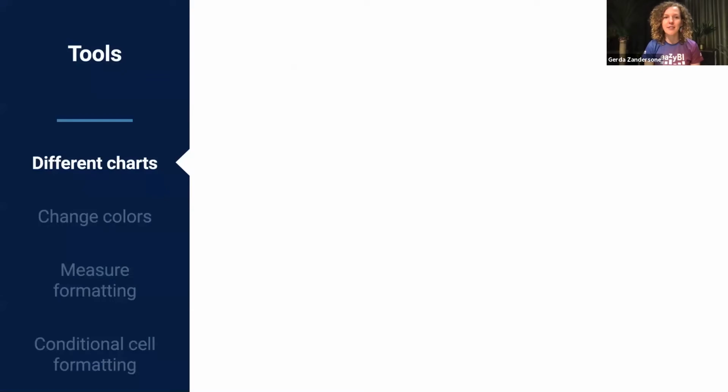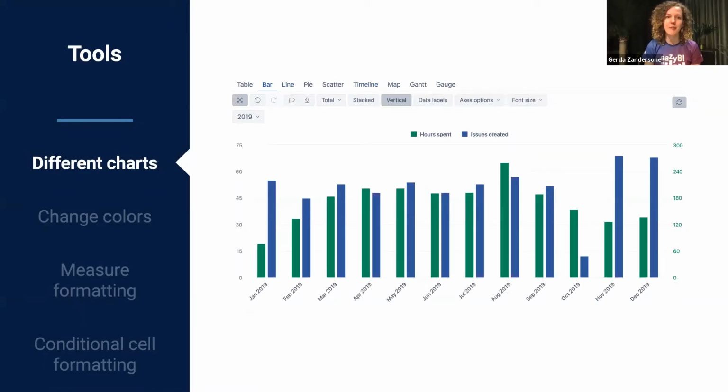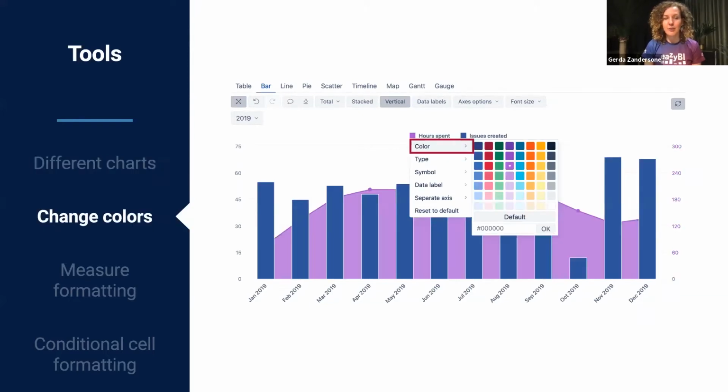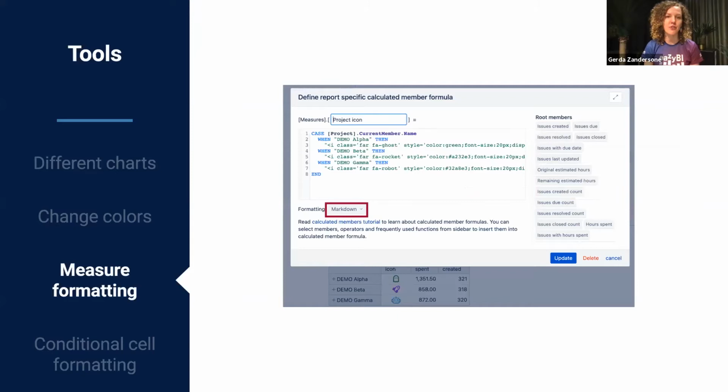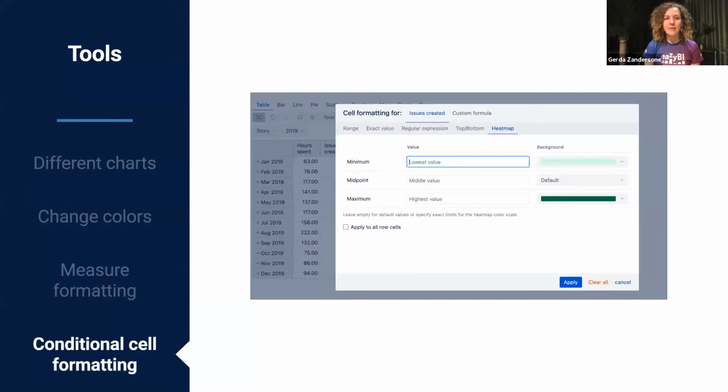Well, there are different charts, like line, spline, timeline, scatter, map, and bar charts, and you can mix them together to achieve the look you want. Then you can change the colors of the charts to better separate measures in your reports. And you can also use measure formatting such as sparklines, HTML, or Markdown, as here where I have created the icon for project teams. And you can apply conditional cell formatting to measures.